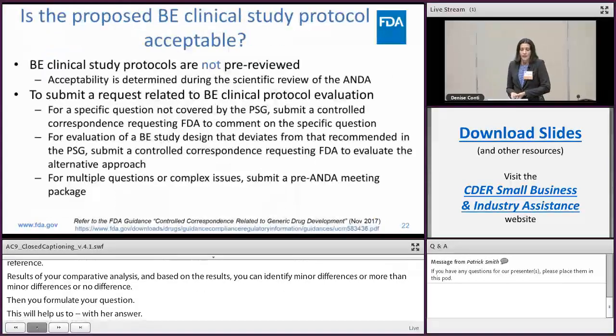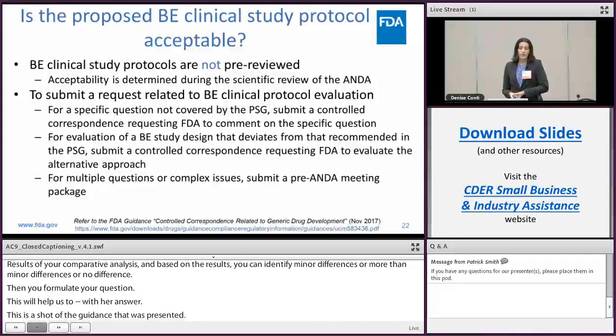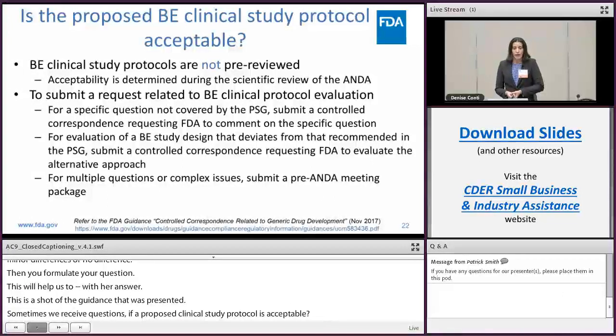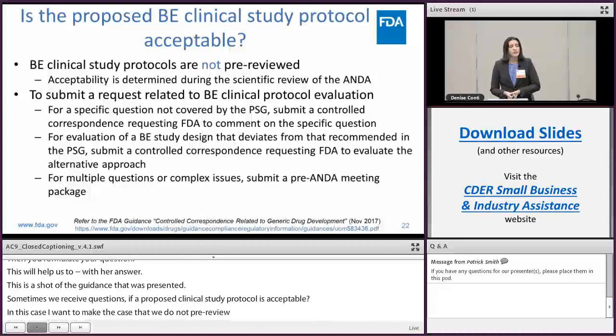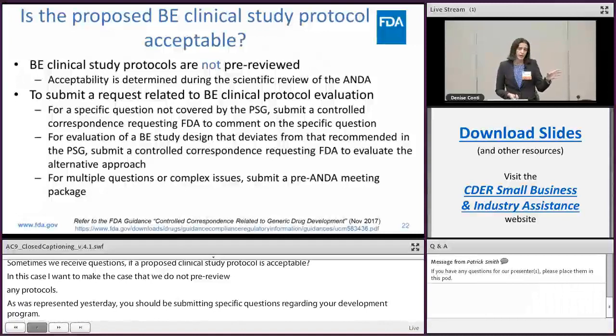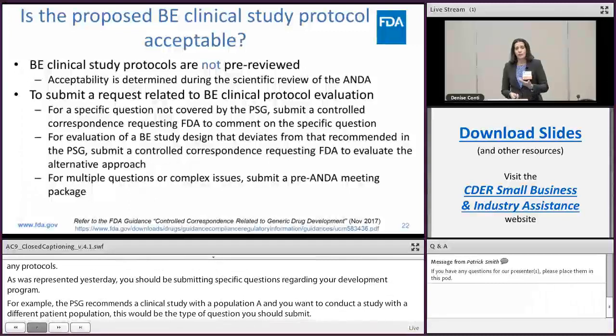Sometimes we receive questions if a proposed clinical study protocol is acceptable. In this case, I want to make the point that we do not pre-review clinical protocols. And as Chris Andrea presented yesterday, you should be submitting specific questions regarding your clinical development program. For example, if the PSG recommends a clinical study with formulation with population A, and you want to conduct your clinical study with a different patient population, this would be a type of question you should submit in your control correspondence. If you have multiple questions in your clinical development program, then we recommend you submit a pre-ANDA meeting request.